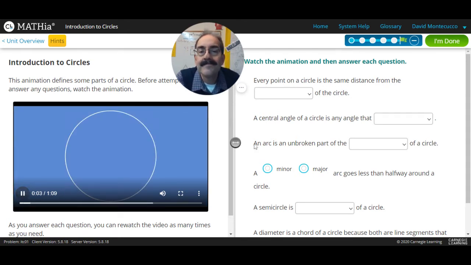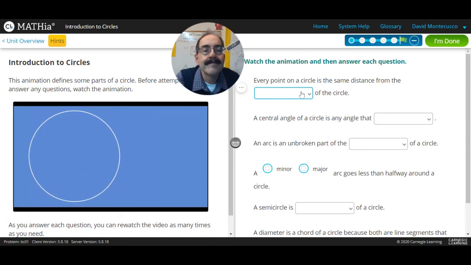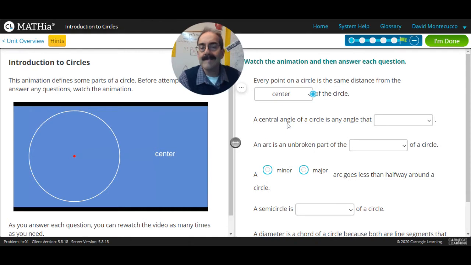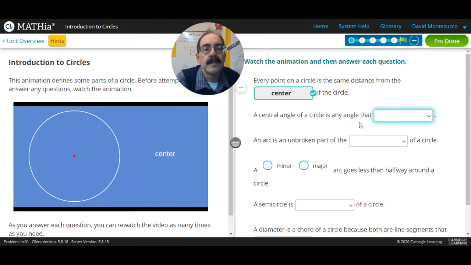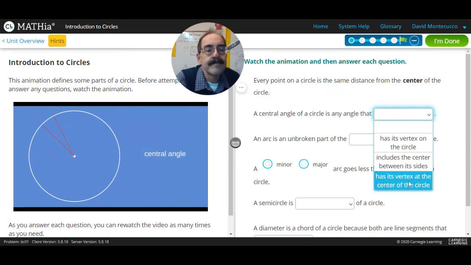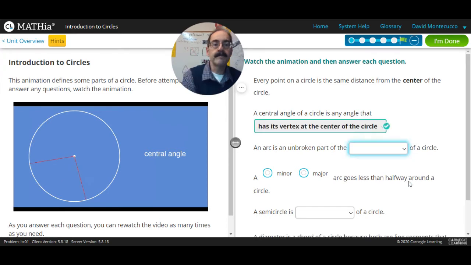A circle has a lot of parts. There's the center of a circle. Every point on the circle is the same distance from the center. Equidistant. A central angle of a circle is any angle that has its vertex at the center of the circle. Central angle.